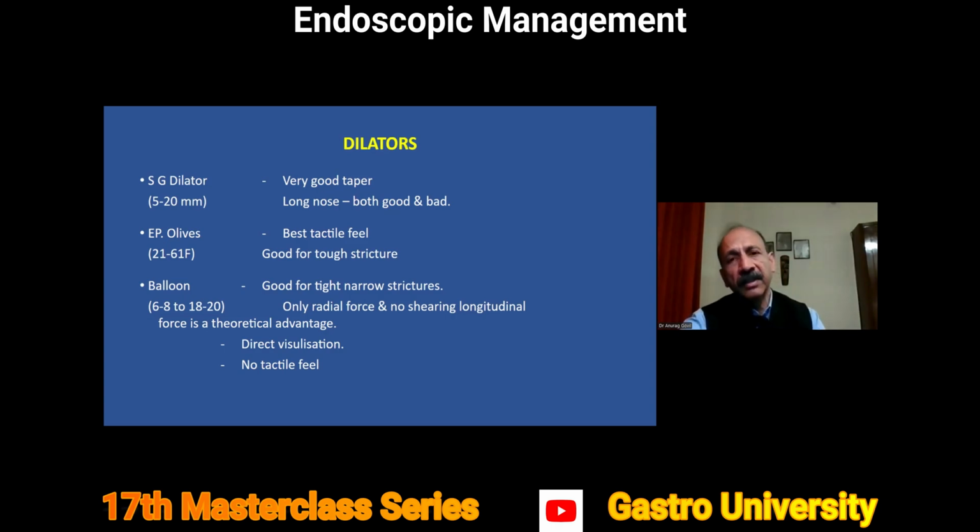And so if this is a strictured stomach, a low capacity stomach, you have these Eder-Puestow EP olives, as they're called, steel, and therefore they're very good for tough strictures. The nose is small. So if you have a contracted stomach and a very tough stricture, that's where these olives come into play. All departments, I would suggest, who are into dilating these corrosive strictures should actually have all 3 of them. Oh, I'm sorry.